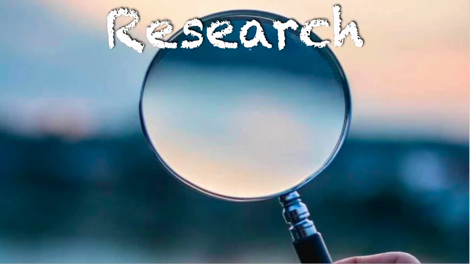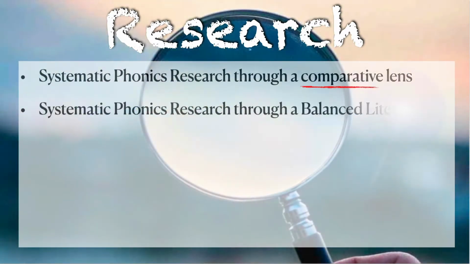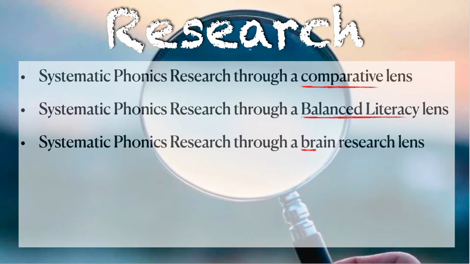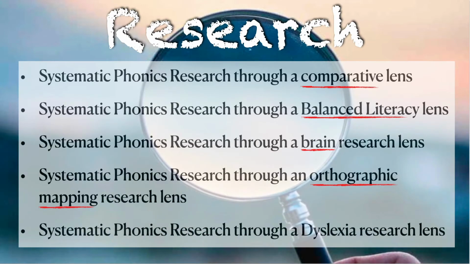We're not only going to look at one piece of research, but multiple different kinds of research. We're going to look at systematic phonics through a couple of different lenses. The first is a comparative lens. And then we'll look at systematic phonics through a balanced literacy lens. Then through a brain research lens. Then we'll look at some orthographic mapping research. And last, we'll look at some dyslexia research concerning why we might want to do systematic phonics. Hopefully at the end, you'll have a better understanding of why we believe this is going to be worth it. So first, to the research.